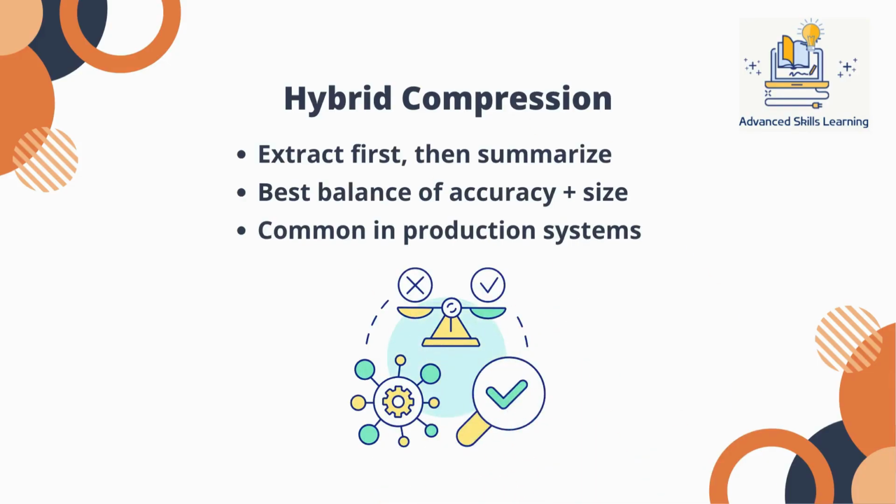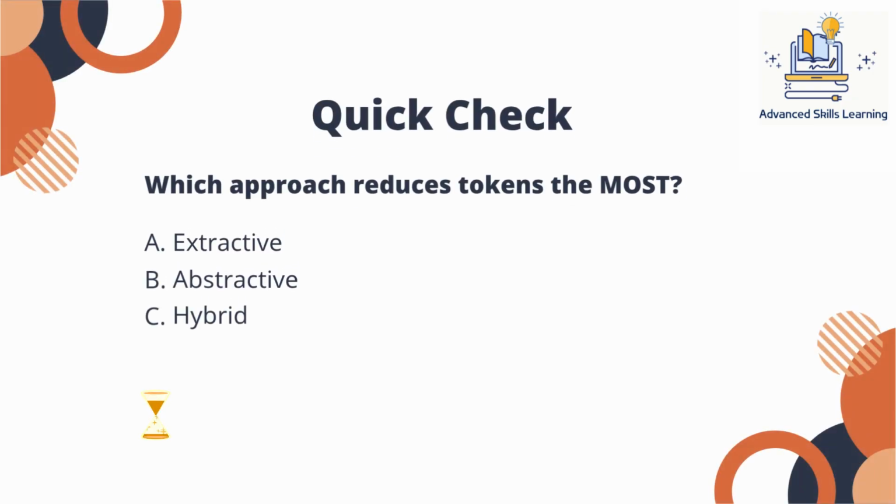Now here's a quick check. Which approach reduces tokens the most? A. Extractive. B. Abstractive. C. Hybrid. Keep your guess. The answer is B. Abstractive compression reduces tokens the most because it rewrites content into shorter form.